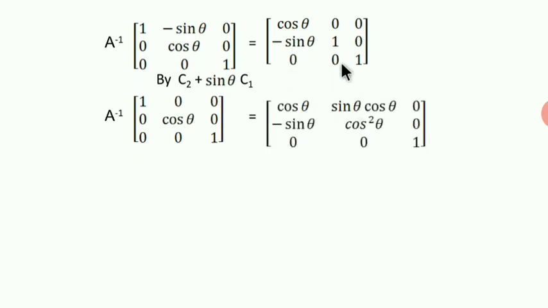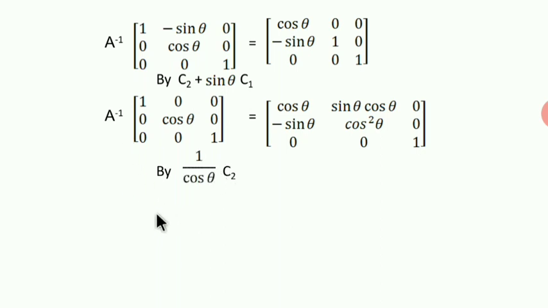Now there is a change in the second column. So 0 plus sin theta into cos theta, it is sin theta into cos theta. 1 minus sin theta into sin theta, means 1 minus sin square theta. We know 1 minus sin square theta is cos square theta, so here we get cos square theta, and 0 minus 0, 0. Third column as it is. Now our aim is to reduce this to 1. This cos theta is reduced to 1 by dividing the second column by cos theta, so by 1 upon cos theta into C2.